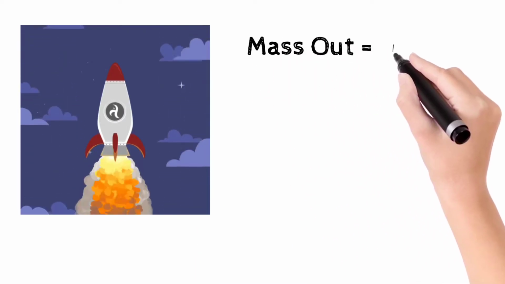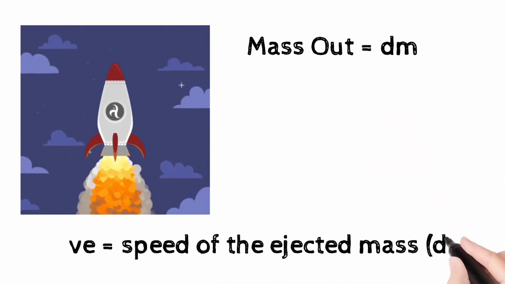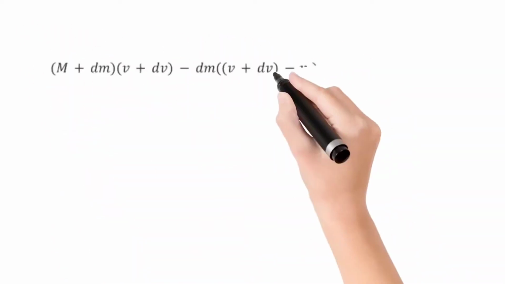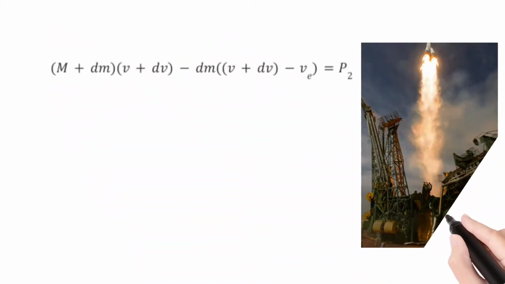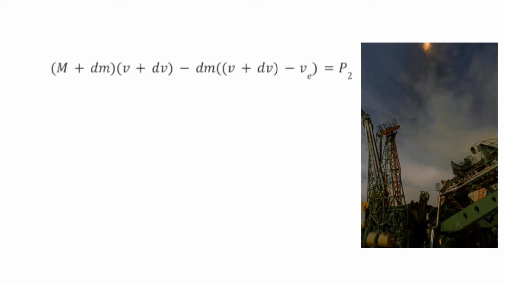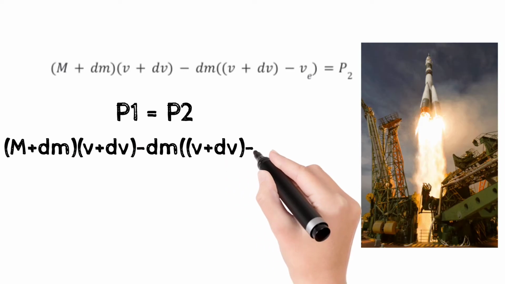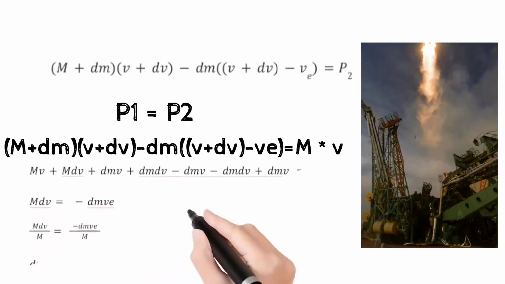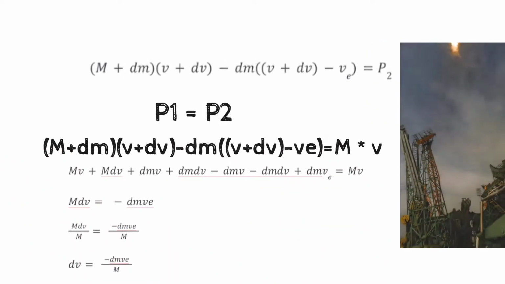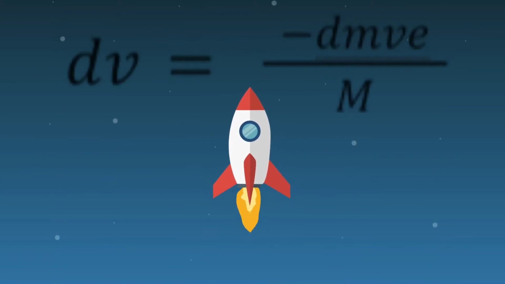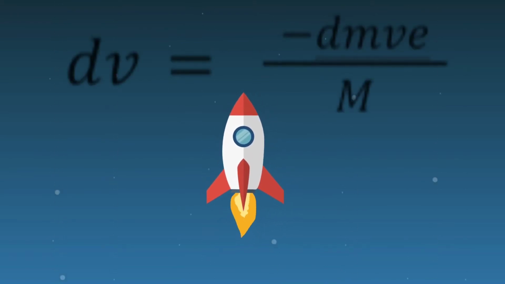Therefore, if a small amount of gas, let's call it dm, is expelled at a velocity ve relative to the rocket, the overall momentum of the system is as follows. In order for momentum to be conserved, P1 needs to be equated to P2, and doing so will result in the following expression. Foiling out the expression will cause a lot of variables to cancel out, which ultimately will lead you to this expression. Before moving on, we're going to need to use a little bit of calculus.